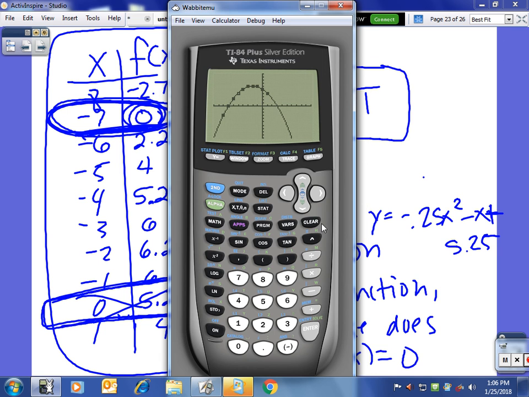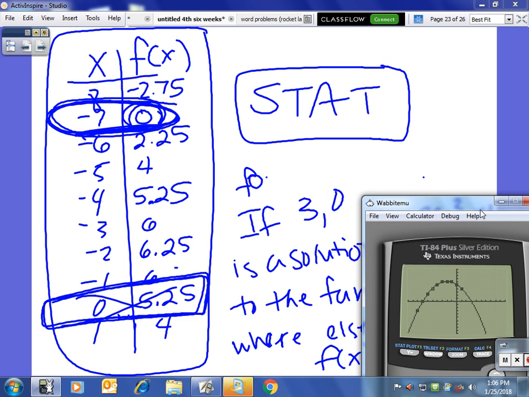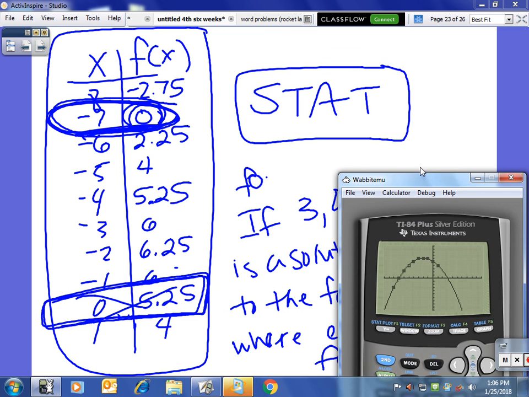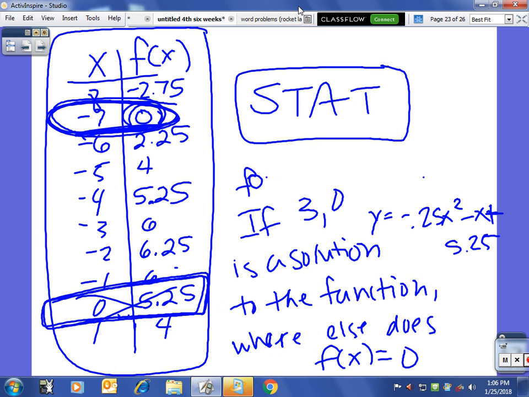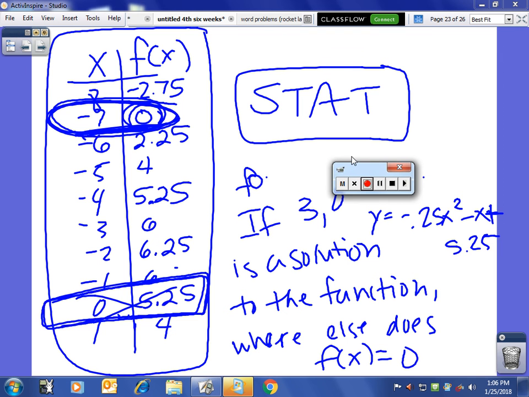Okay, anyways, that's your lesson. If I give you points, you should be able to give me the equation. All right, get out a piece of paper for your quiz. Your homework is a worksheet. I'm going to give that to you in a minute.